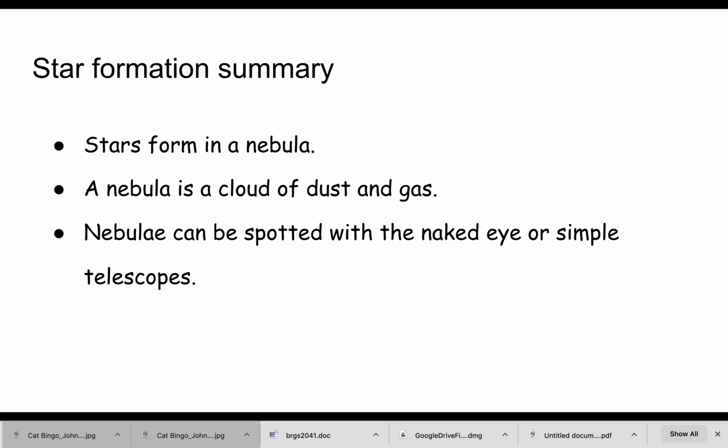So in summary, stars are formed in a nebula. A nebula is a cloud of dust and gas. And nebula can be spotted with the naked eye. It takes a clear night with no clouds and no moon. And if you go out and look up at the night sky, you'll see the stars all very clearly, but you'll see these hazy, glowing sections out there in space, very distant, that it's really hard to focus on, but you can see them. Those are nebula, and that's where new stars are coming from.